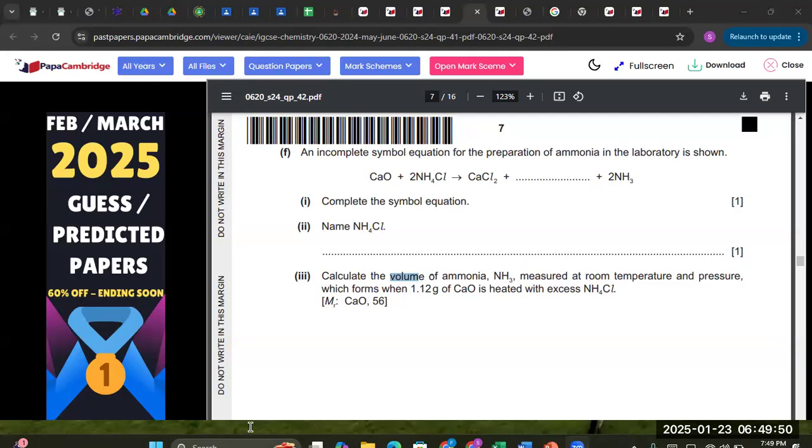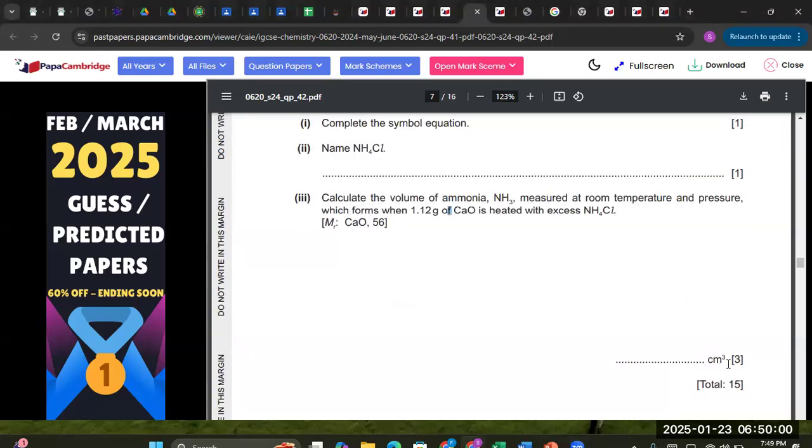The volume of ammonia would be 960. Are you calculating in centimeter cube? Yes, because they've asked in centimeter cube. Perfect. Good job. Ultra well done. Okay, let's take a look at another question once again.